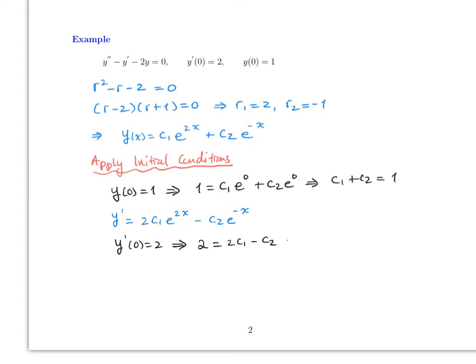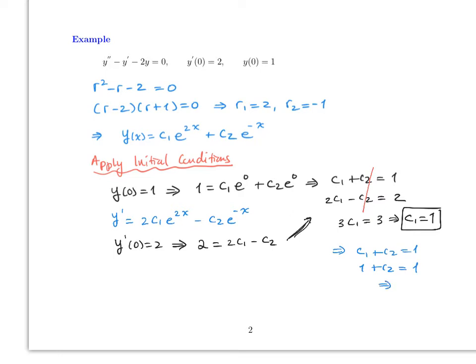So from here, we get a second equation, which will be 2c1 minus c2 equals 2. Then if you solve the system of equations, you can see that this cancels. So you have 3c1 equals 3, which means c1 equals 1. Then if you plug that into the first equation, you have c1 plus c2 equals 1. So 1 plus c2 equals 1, which means c2 equals 0.